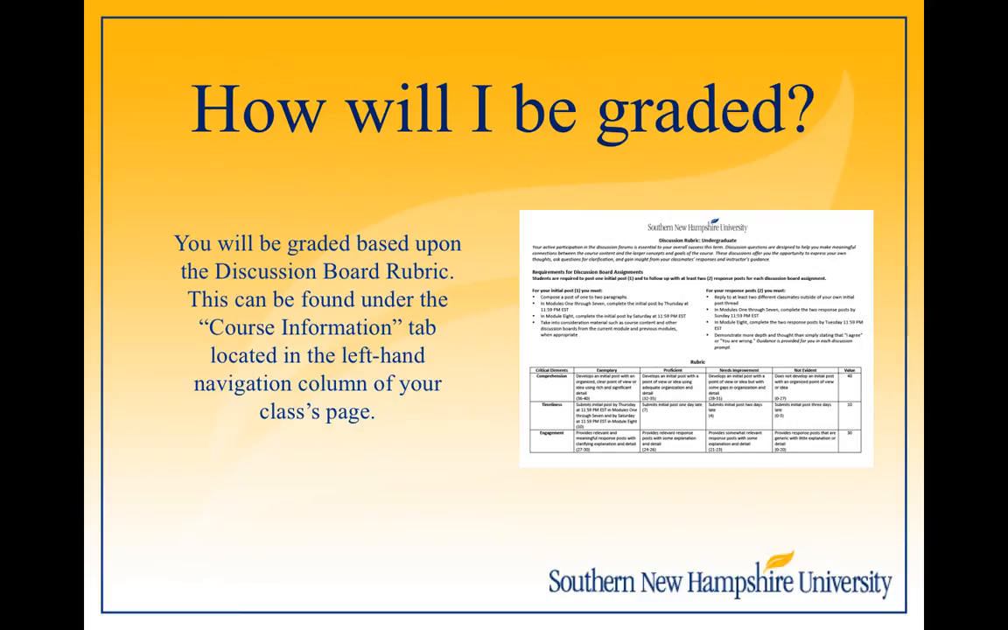You may wonder how you'll be graded on this assignment. First, you want to check the discussion board rubric. If you are in History 113 or History 114, it can be found under the Course Information tab that's located in the left-hand navigation column of your class's page. If you go to Course Information, you will see another folder that is for the rubrics. Click on that folder and check what your instructor is looking for when they grade your discussion board posts.